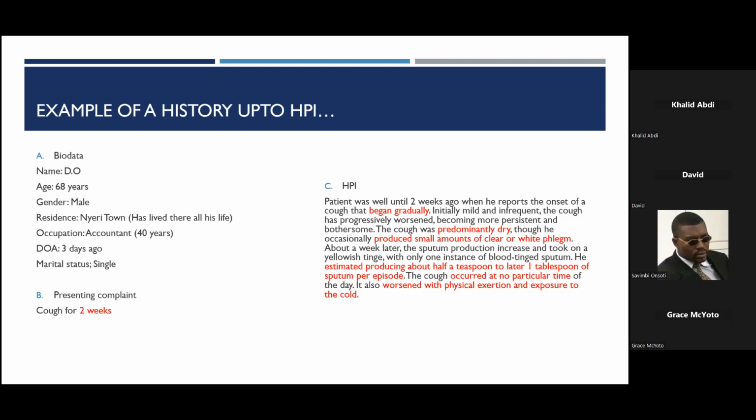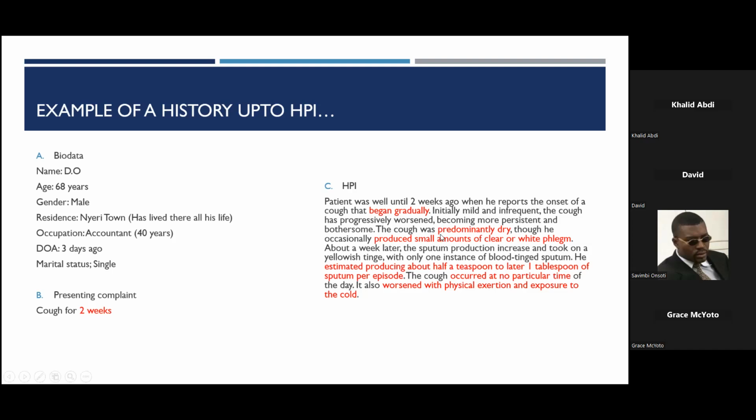Thank you. So from this paragraph, for the presenting issue, which is cough, it explains the onset. Here, the onset is gradual or insidious. Then as you move on, it also explains the frequency of this cough. It was initially infrequent, then became more persistent. That's also progression. I remember someone was asking about how you'd ask about progression. There's your answer. That's how you'd put it.